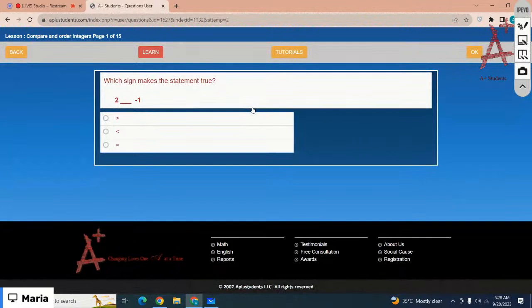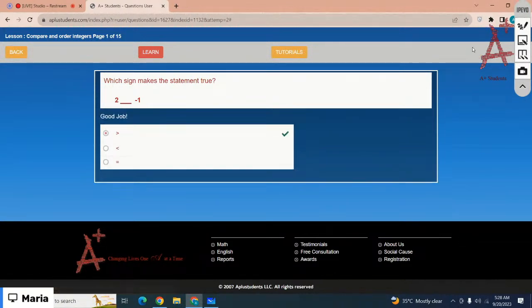Which sign makes the statement true? 2 and negative 1, which is the correct option? Positive numbers are always greater than negative numbers, right? 2 is greater than negative 1.